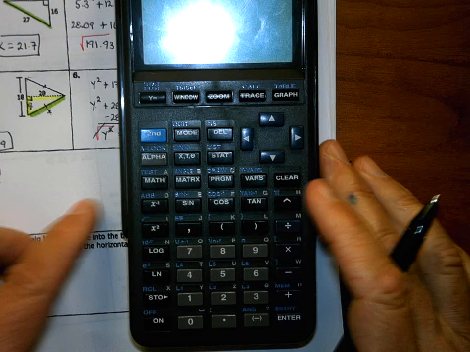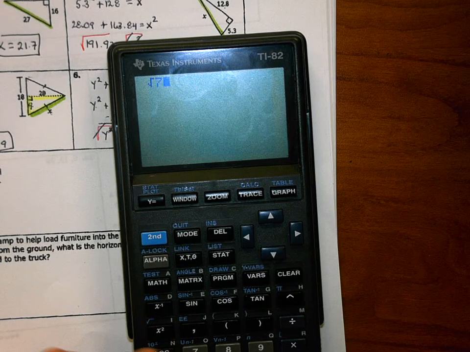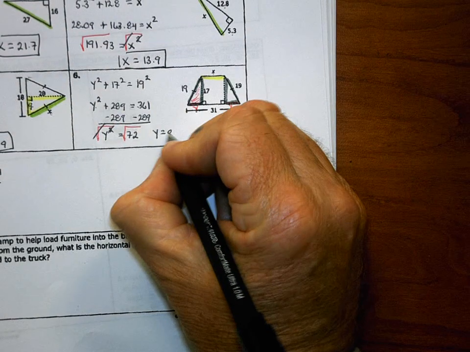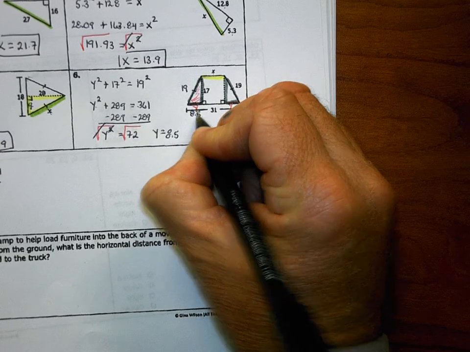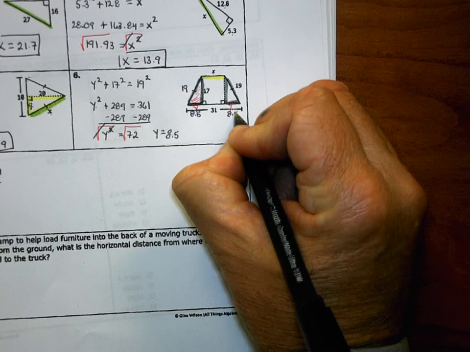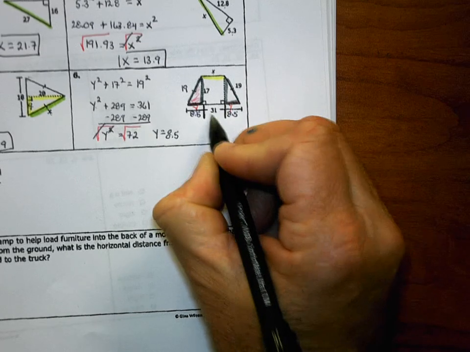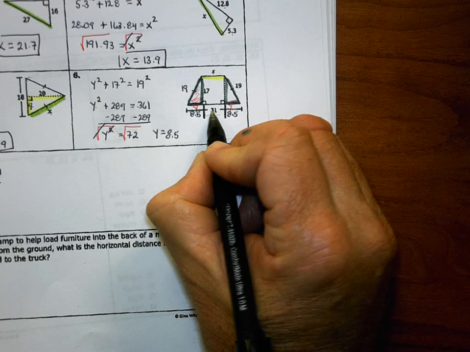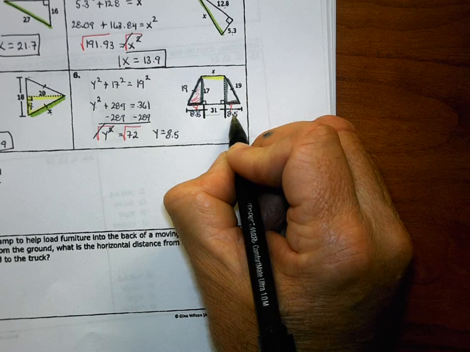The square root of 72 is equal to, and I'm going to round it to the tenth, 8.5. So there's the square root of 72. There's y. Okay, now how is that helpful? Well, if you notice now, that part is 8.5, as is that part. And this middle part is what's left over. Notice this 31, here's where the 31 comes into play. The entire bottom is 31. So I'm going to add 8.5 and 8.5.